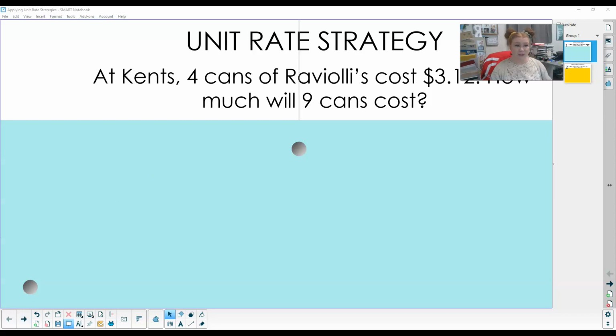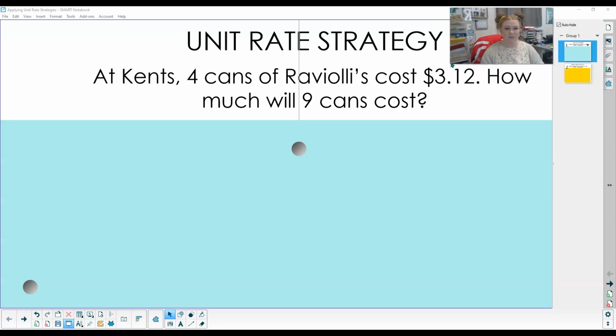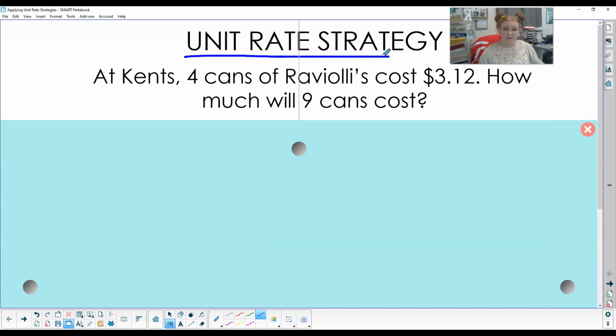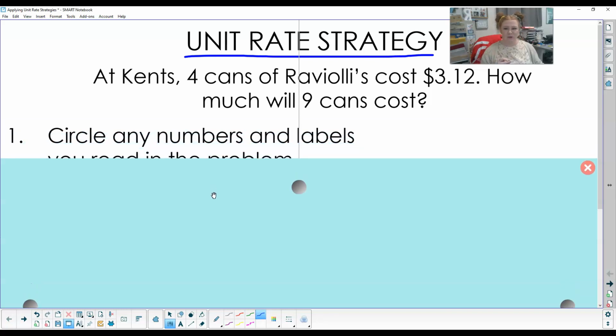We are going to talk about two different strategies that you can use to apply a unit rate. So you should have your notes with you, and as I am doing the problem, you should be doing the problem with me. So the first one we are going to do is the unit rate strategy. So we're going to take it to a unit rate and then apply it. So there's a couple things that I need you to do though.